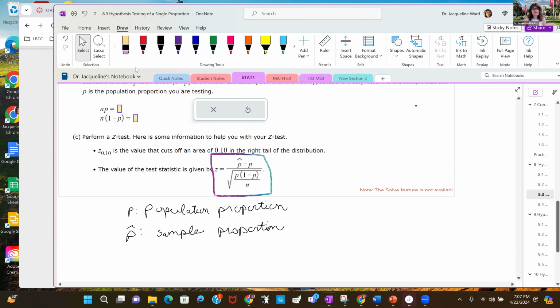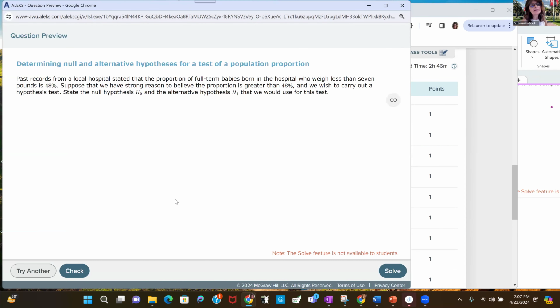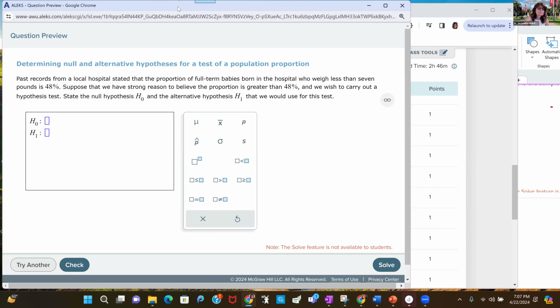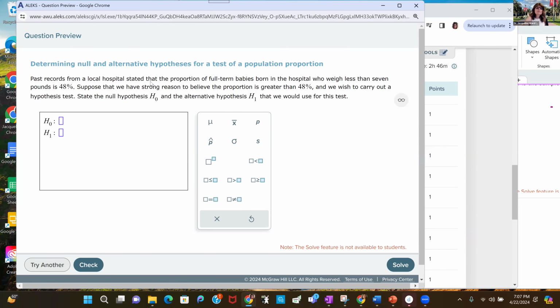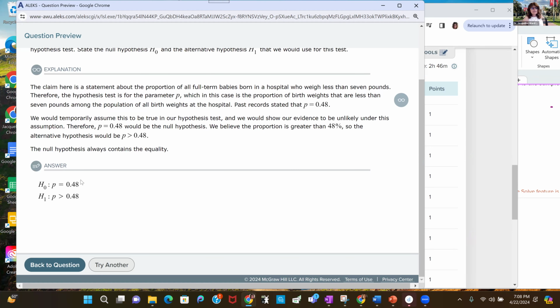But again, we're doing the same kind of basic idea. So first we have a question to determine the null and alternative hypotheses. Past records from a local hospital stated the proportion of full-term babies born in the hospital who weigh less than 7 pounds is 48%. Suppose we have a strong reason to believe that the proportion is greater than 48%, and we want to do a hypothesis test. State the null hypothesis and the alternative hypothesis. So the null is that the population proportion equals 48%.